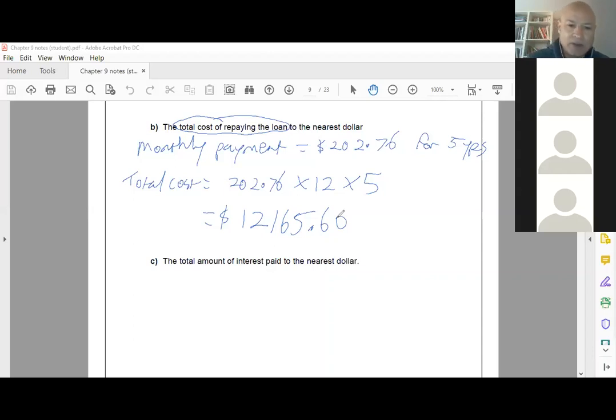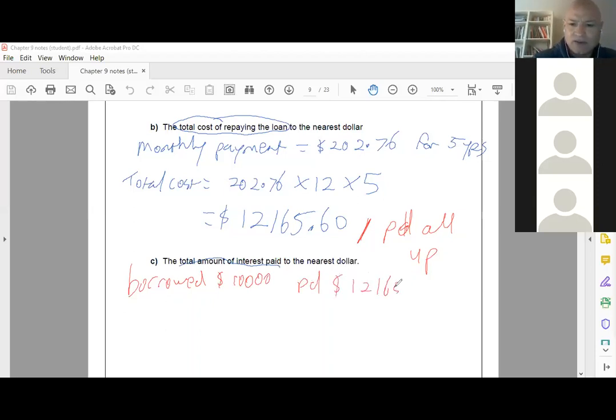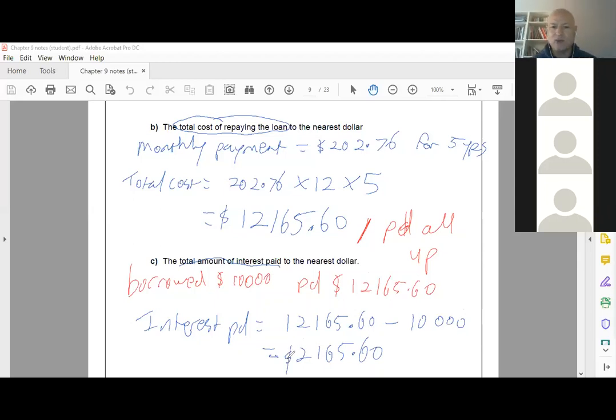Okay. Part C, the total amount of interest paid. Well, this is how much he's paid all up. How much did he borrow again? 10,000. So he borrowed $10,000. He paid $12,165.60. We can work out the interest just by taking the 2 away. The interest that is paid equals, you don't need to show all this working out, minus 10,000. It's going to equal $2,165.60. That's how much interest he's ended up paying for this loan.